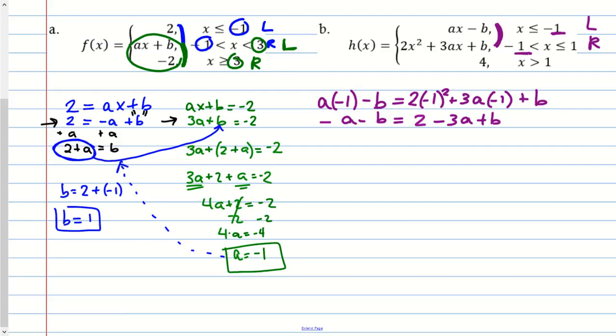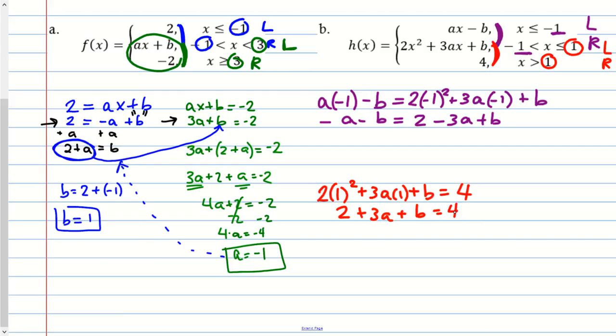Okay, the next two pieces, I'll do those in red. These two pieces right here now. Now this is the left and this is the right, and the number they have in common is the 1. So I'm going to do the same thing. I'm going to set them equal to each other. So 2 times 1 squared plus 3 times a times 1 plus b, and that should equal 4. Okay, so simplify this and I have 2 plus 3a plus b equals 4.